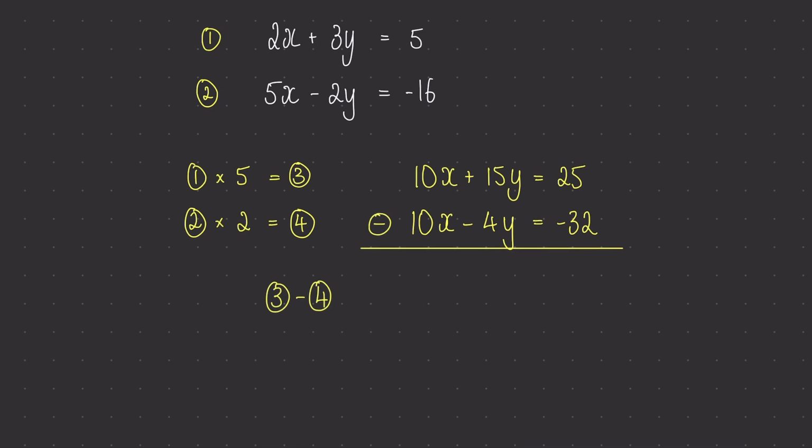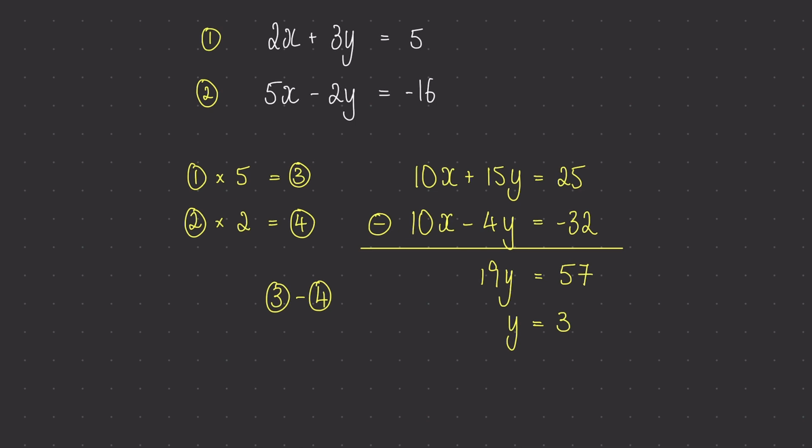Let's pop our line underneath then and see what happens. So 10x minus 10x is going to cancel out and leave me with 0. So eliminated the x's there. Now 15y minus negative 4. Be very careful when you're doing this with your negative signs. So that is actually 15y plus 4y. And over on the right-hand side, we have 25 minus 32. So that is effectively 25 plus 32, leaving me with 57. Now I can divide both sides by 19, giving me y equals 3.